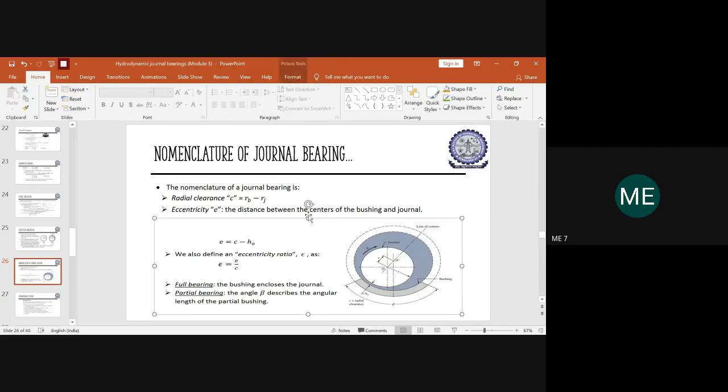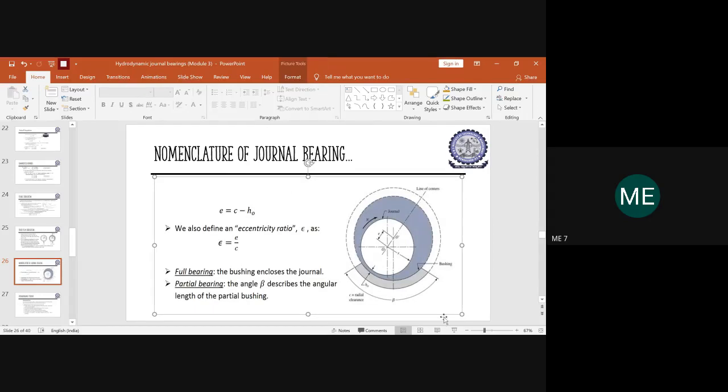Apart from that, here you can see the entire sketch of the journal bearing, right? So you still have to understand more of the nomenclature associated with the journal bearing. You should know what you mean by radial clearance. Yesterday also I told you about the clearance value, which is between, I'll just show you the diagram and explain.